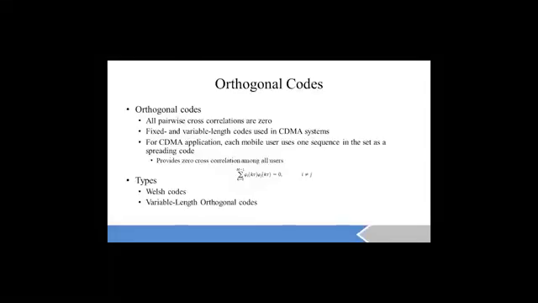Summation k ranges from 0 to M minus 1, psi i of k tau times psi j of k tau is equal to 0, where i is not equal to j, where M is the length of each of the sequences in the set, psi i and psi j are the ith and jth members of the set, and tau is the bit duration.